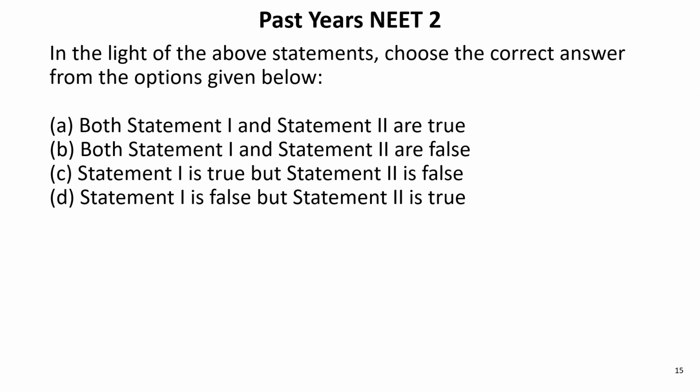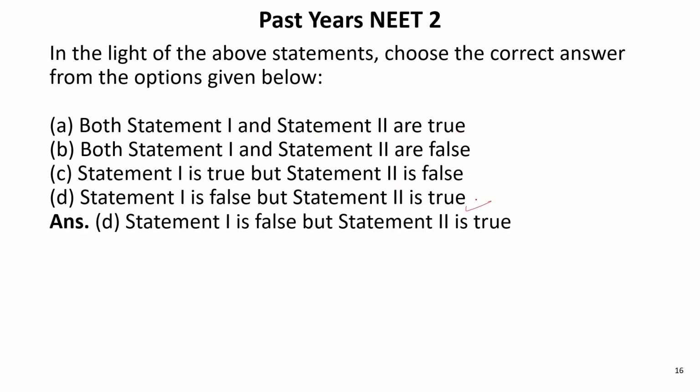So we have the 4 options. Statement 1 and statement 2 are true, means both are correct. Statement 1 and statement 2 are false, means both are false. Statement 1 is true and statement 2 is false, which is incorrect. But statement 1 is false and statement 2 is true, which is correct. Statement 1 is false and statement 2 is true.